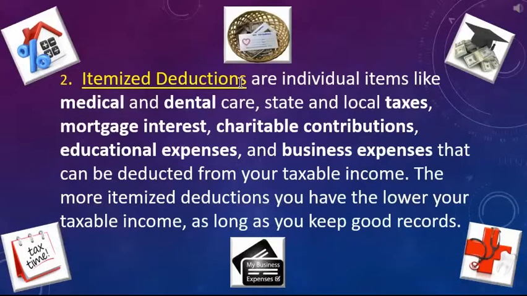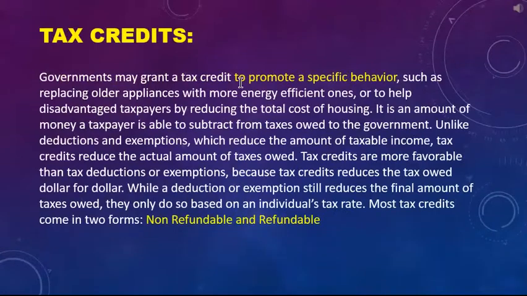Now, there's also something called itemized deductions. Itemized deductions are individual items like medical or dental care, state and local taxes, mortgage interest, charitable contributions like tithes, offerings, donations, educational expenses, and business expenses that can be deducted from your taxable income. The more itemized deductions you have, the lower your taxable income, the lower your tax, the lower the amount of money that you're actually taxed on, as long as you keep good records, because you do not want the IRS bothering you.